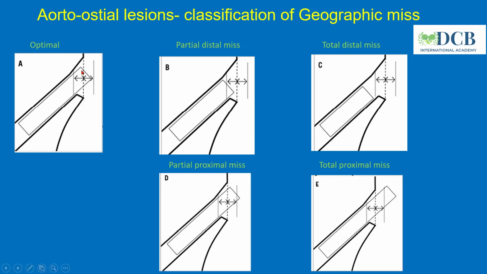So this shows the optimal. We are covering the ostium, and this is a partial distal miss. We are not covering the distal portion, and this is a total distal miss. We have completely missed the ostium, and this is too much protrusion. When it protrudes beyond the ostium, this is termed a partial proximal miss, and this is too much protrusion, which happened in my case. So that was a total proximal miss.